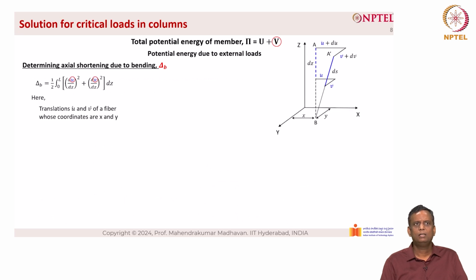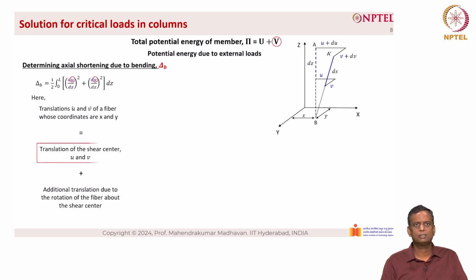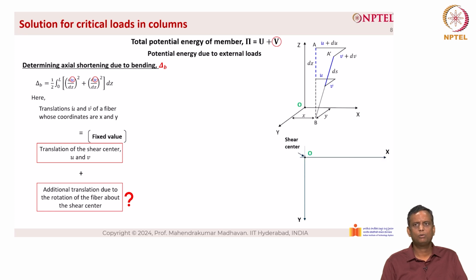Now, the translations u bar and v bar of a fiber whose coordinates are x and y is equal to the translations of the shear center u and v plus the additional translation due to the rotation of the fiber about the shear center. The translation of the shear center u and v is a fixed value. And what about the translation due to rotation of the fiber about the shear center? Now, let us find out that.